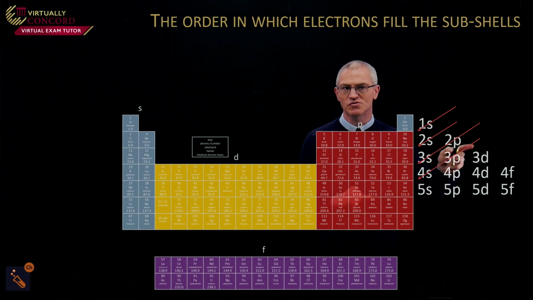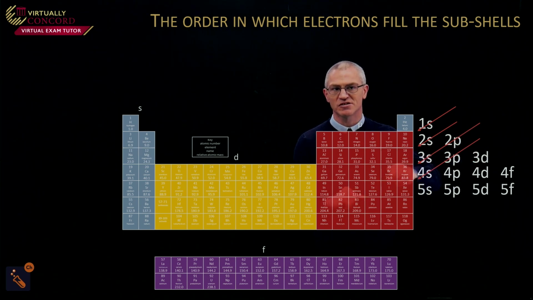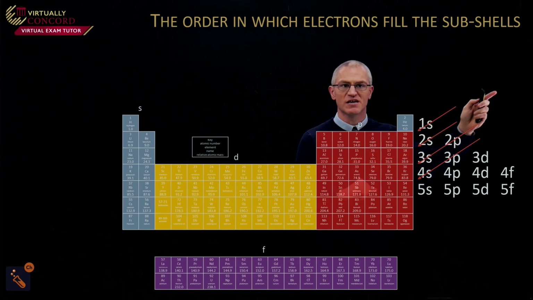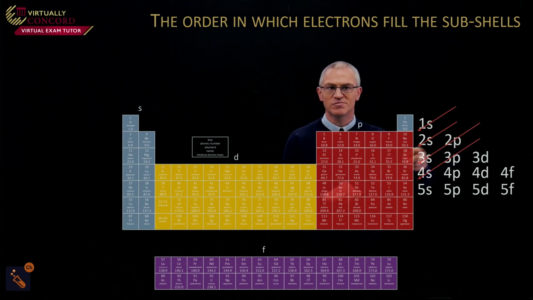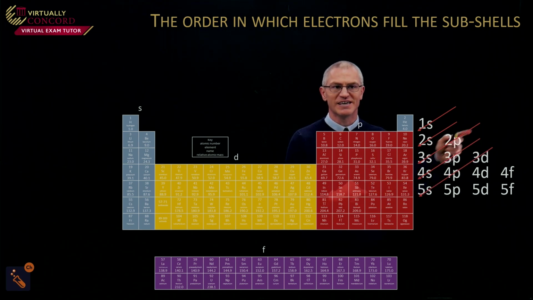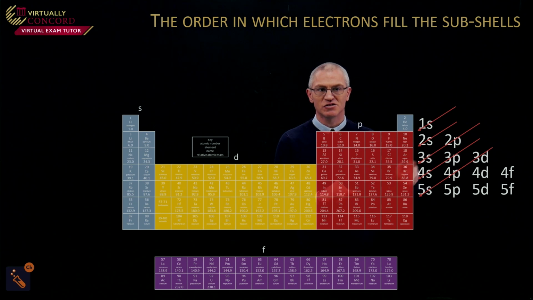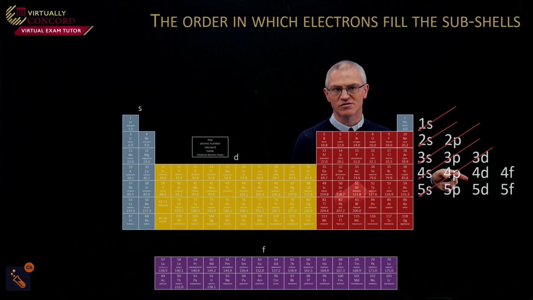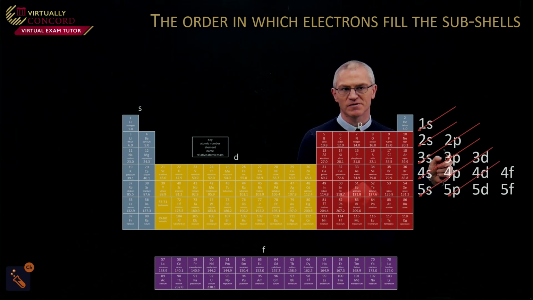So what we're saying is the order of filling of these subshells, you're going to do it in this order. I'm going to fill 1s first, then 2s, then 2p, then 3s, then 3p, then 4s. Then I fill my 3d. So you don't do it in numerical order once you get down to here. You do it in the order that's given in this diagram, and you have 4d, 5p, and so forth.